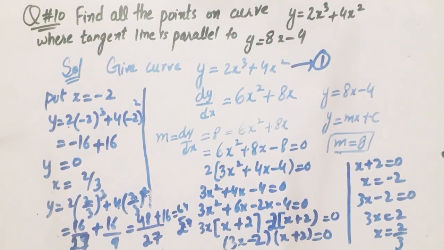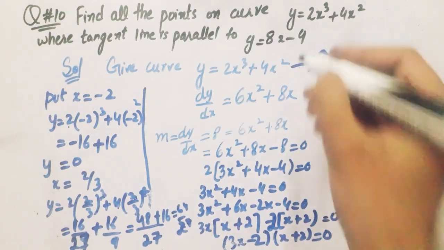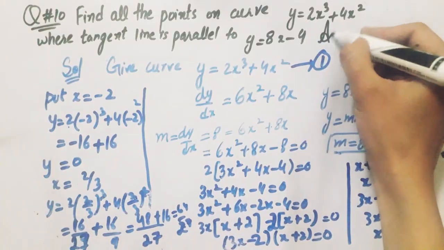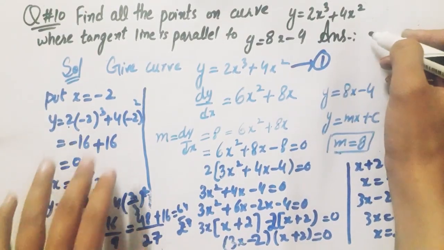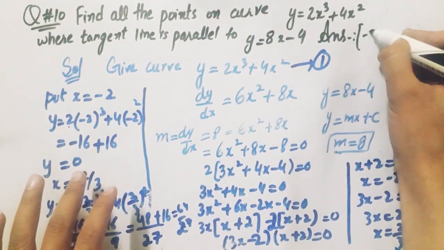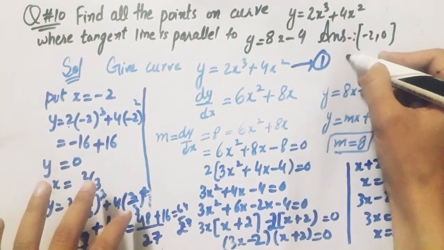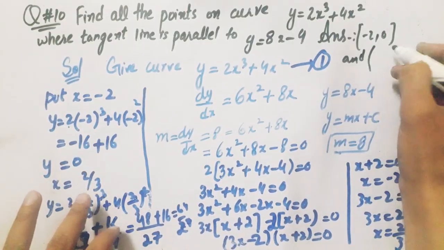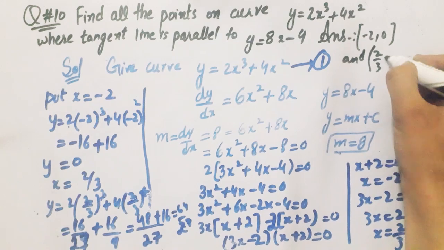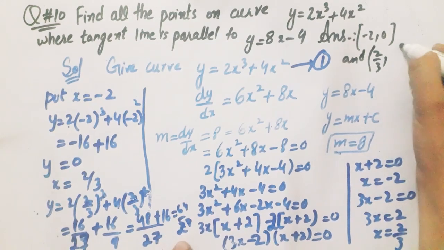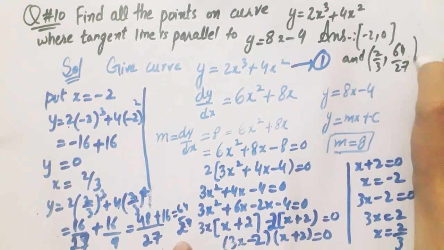Now you got the points. You have to find all the points on the curve. Points are (-2, 0) and the value of x was 2 by 3 and the value of y was 64 by 27. So this is the final answer of this question.